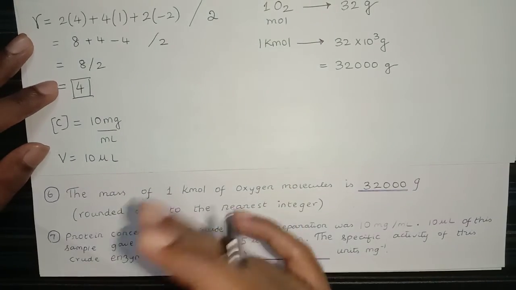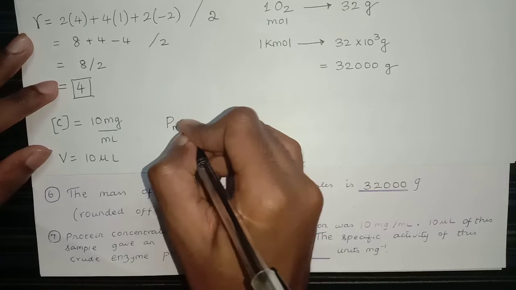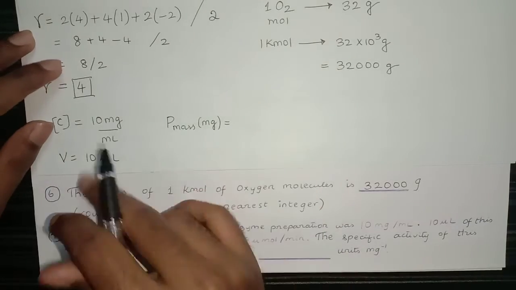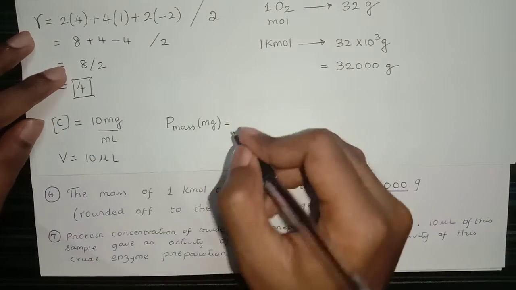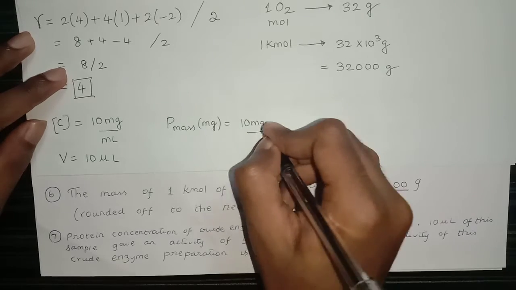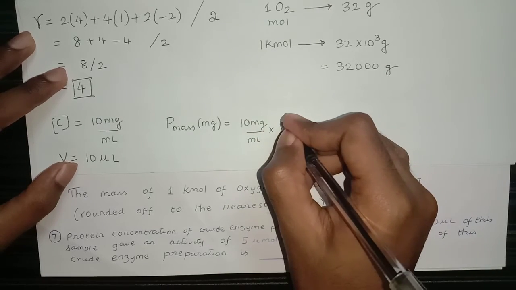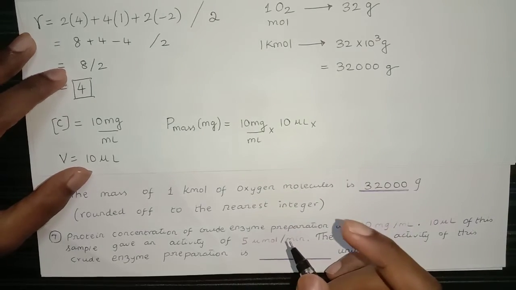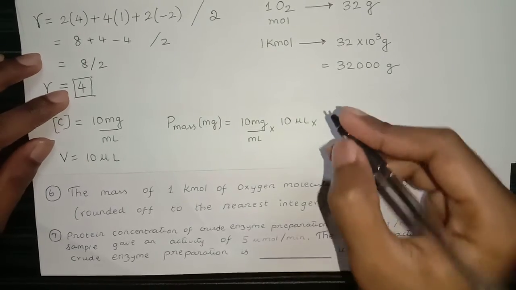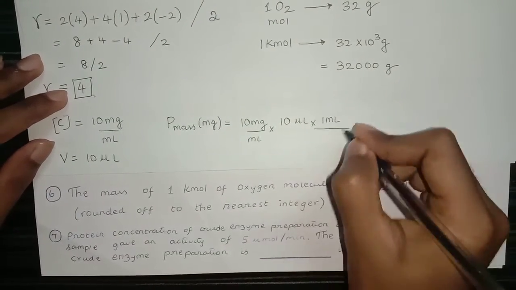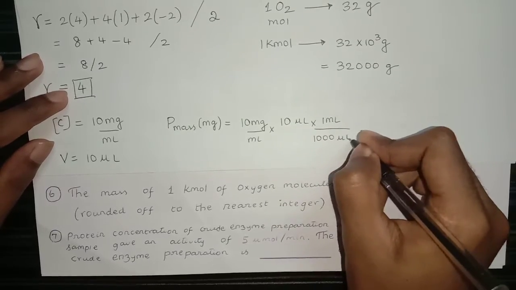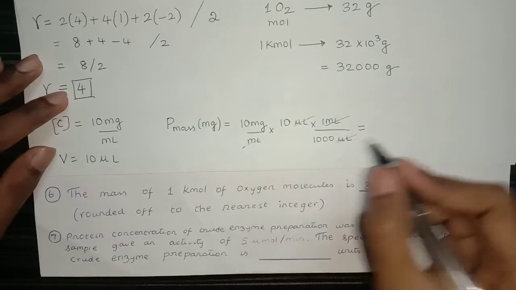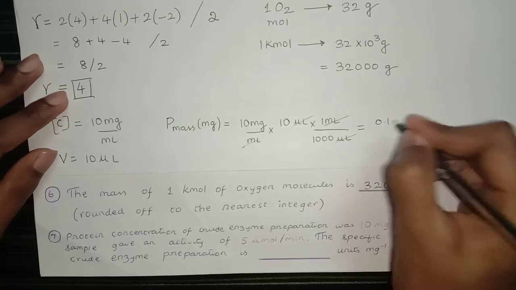So let's get the mass. Protein mass in mg. Okay, so protein mass is just multiply these two, concentration into volume. Concentration is 10 mg per ml into volume 10 microliter divided by, so 1 ml contains 1000 microliter. So ml cancels out, microliter cancels out, so it's nothing but 100 by 1000, that is 0.1 mg.